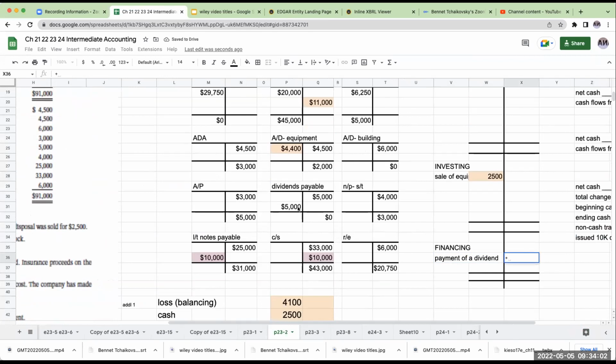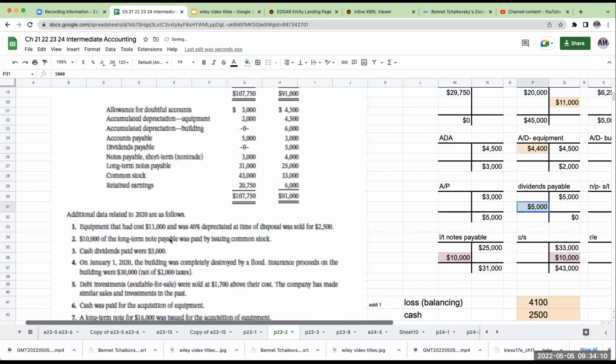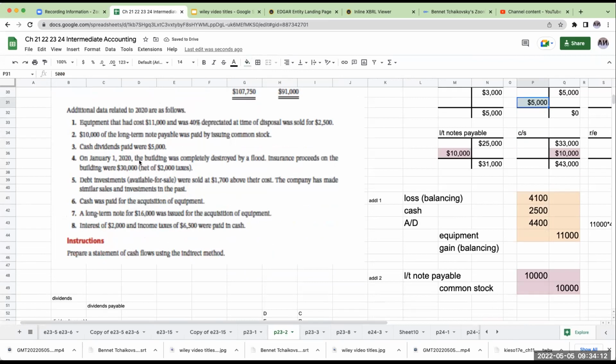And this is going to be over here for 5,000. Okay. All right. So now that we have that one over there, let's now go to the next one. Okay. On January 1st, the building was completely destroyed by a flood. Insurance proceeds on the building were 30,000 net of 2,000 taxes.